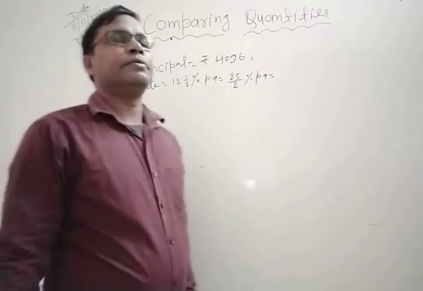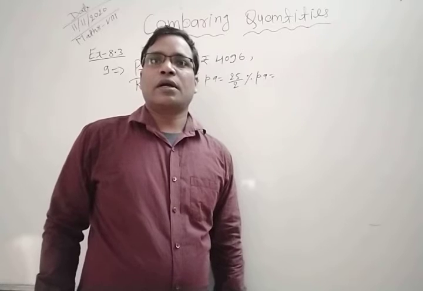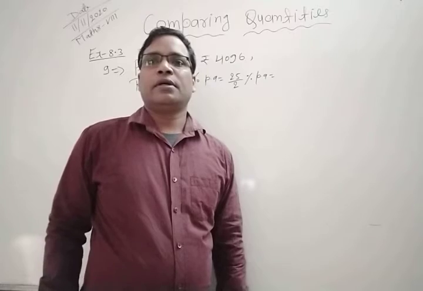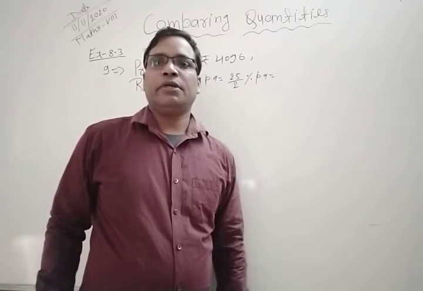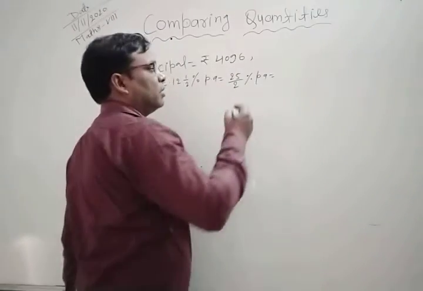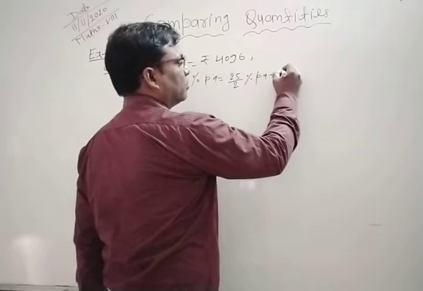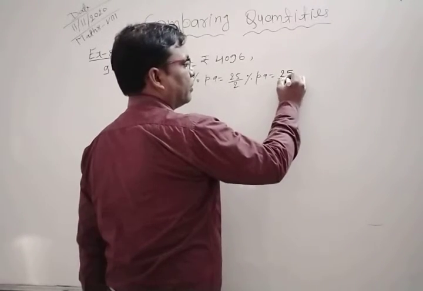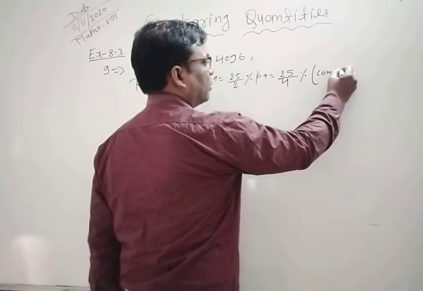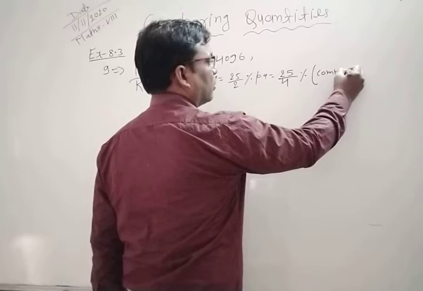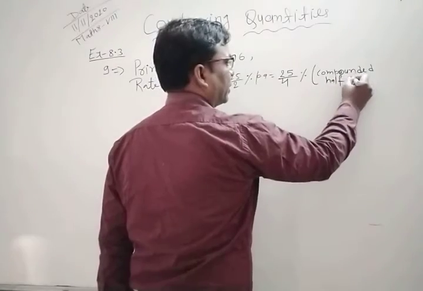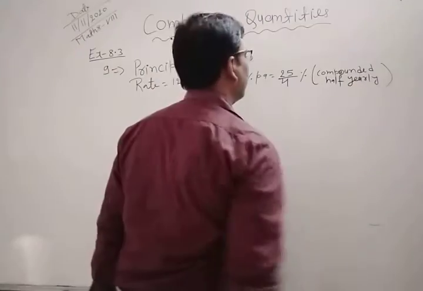But here we have to find the amount compounded half yearly. So for this, the rate is divided by 2 and the time is multiplied by 2. So if you divide by 2, it becomes 25/4 percent, compounded half yearly.